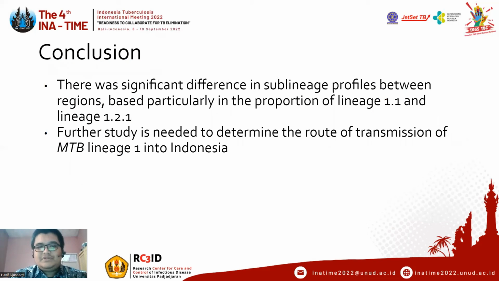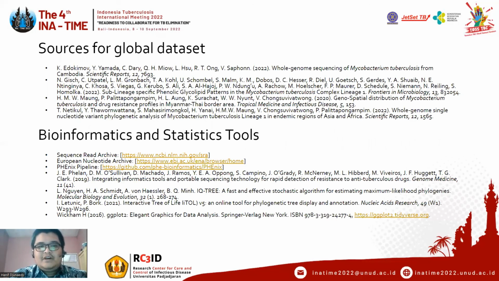So in conclusion, there was a significant difference in sublineage profiles between regions, particularly in the proportion of lineage 1.1 and lineage 1.2.1. However, further study is needed to determine the route of transmission of MTB lineage 1 into Indonesia. Above here, we have the sources that were used to download the global data sets. And at the bottom are the bioinformatics and statistics tools that we used.